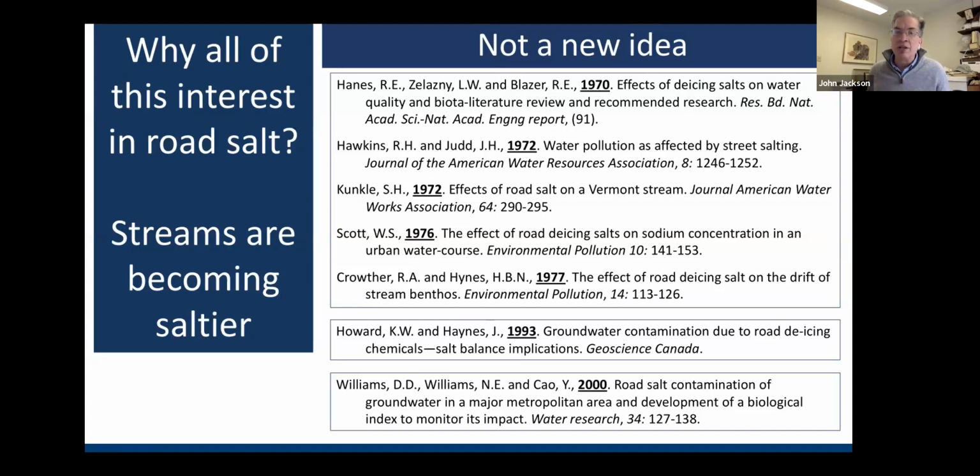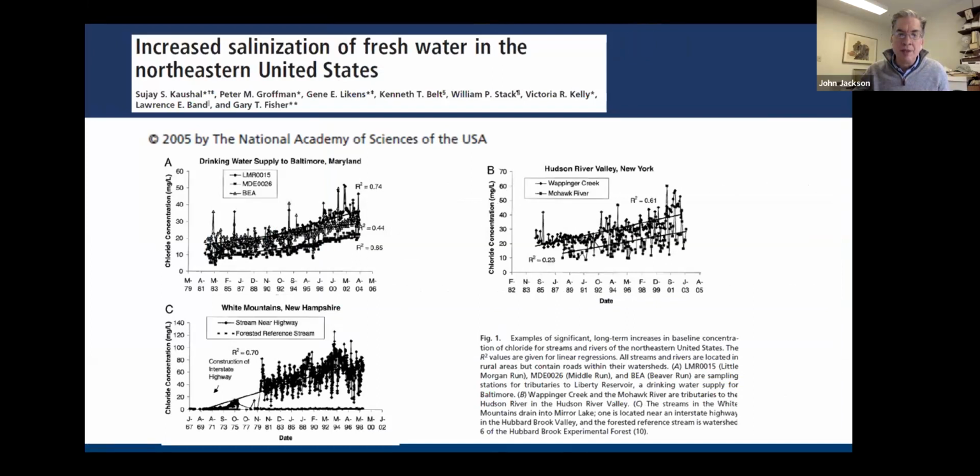I don't know. Look at 4 more papers in the 70s asking about environmental impacts of road salt. And so the scientists in the 70s saw road salt happening and they were on top of it, but the rest of us weren't. This is the paper that got everyone's attention in 2005. It's very similar basically to the data that came out of the Philadelphia area. Everywhere they looked, they were finding elevated salt. And it was increasing at an alarming rate.